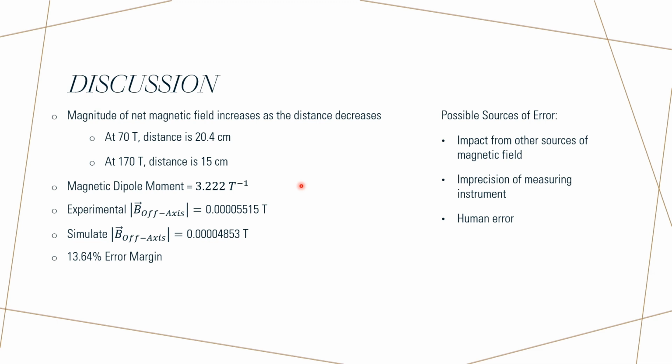So, as mentioned previously, magnetic dipole moment was 3.22, experimental and simulated. The magnetic fields are here with a 13.64% error margin, likely due to human error, but also imprecision of measuring instruments and impact from other magnetic fields such as other devices and other pieces nearby.